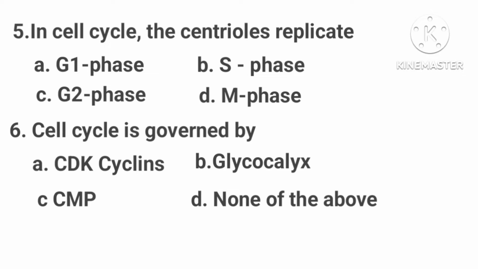Next, cell cycle is governed by option A CDK cyclin, option B glycocalyx, option C CMP, option D none of the above. The correct answer is option A CDK cyclin. CDK means cyclin dependent protein kinase.